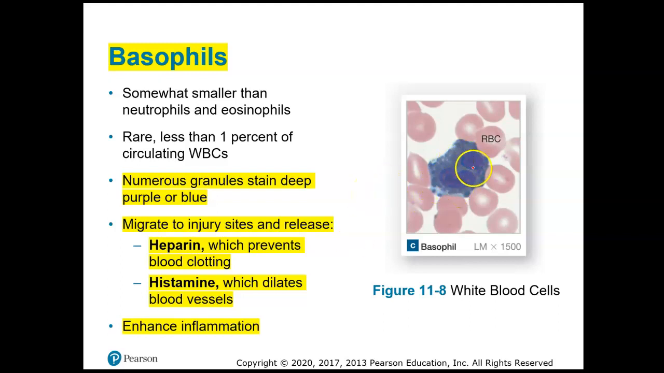Basophils have granules that stain deep purple or blue. You can see that here. They migrate to injury sites and they release two chemicals, heparin and histamine. Heparin is a blood thinner. Actually, some people take it as a medication. And histamine is a chemical that increases the inflammatory response. So histamine dilates your blood vessels and enhances inflammation.